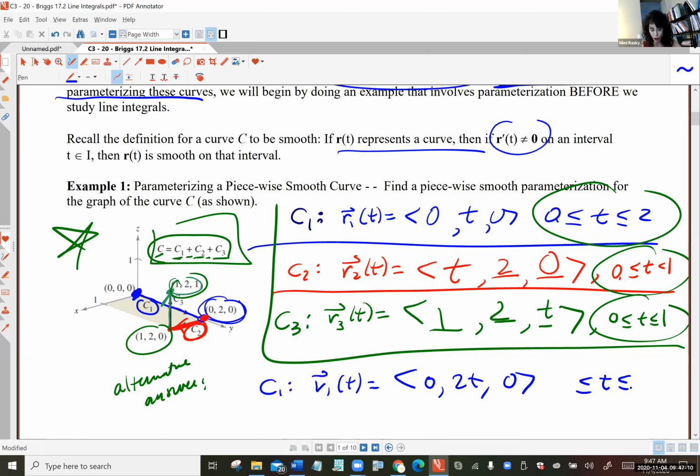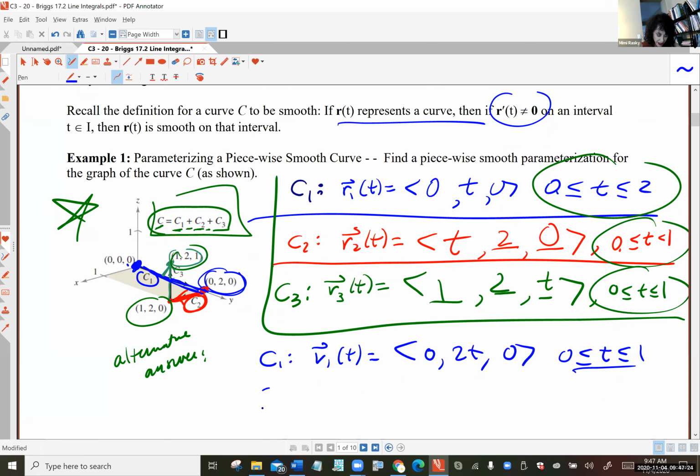Well, to match the curve, since they used a 2T there, their time went from 0 seconds to 1 second. And you can even check it. It does, in fact, go from (0, 0, 0) to (0, 2, 0), where time goes between 0 and 1. It works. Then their C2, their vector valued function, was a little different than mine.